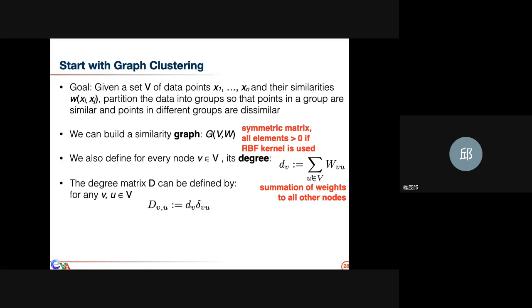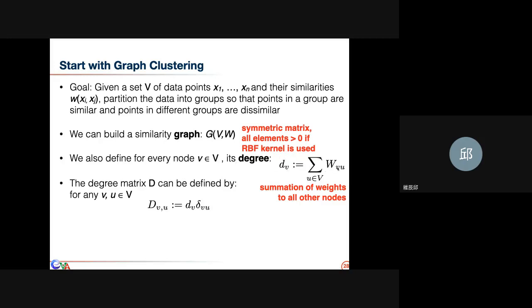Okay, so basically this idea can be expressed by this term. You have your similarity graph W, and then you want to compute the degree for a certain data point V.